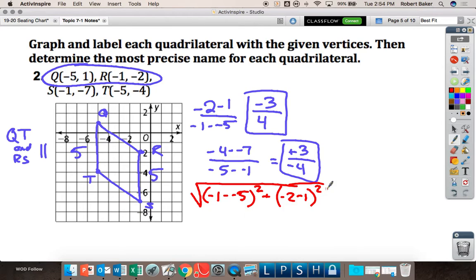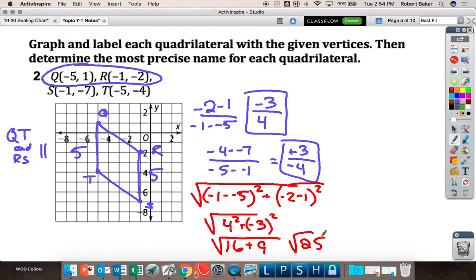Again, right, so you can calculate that or you can mental math it. Anybody mental math that? After the first step, you should be able to. -1 minus -5. It's 5. 2 minus -1. It's 5. So 4 squared is 16. -3 squared is 9. What is the square root of 25? 5. Are we on the right track?